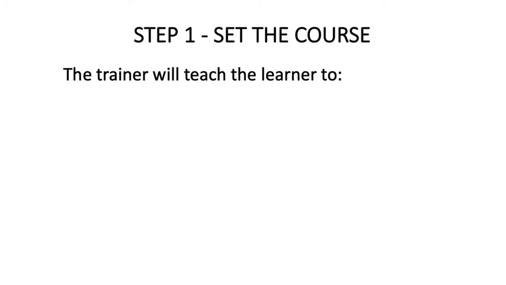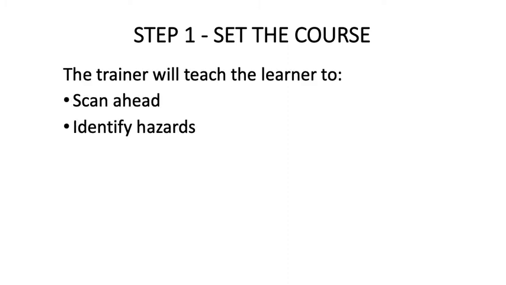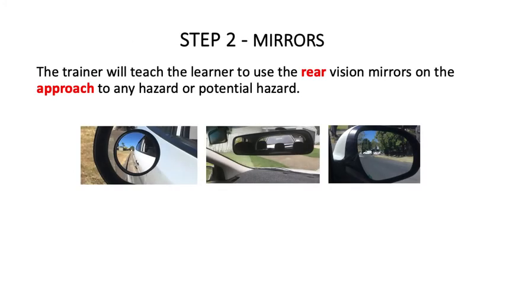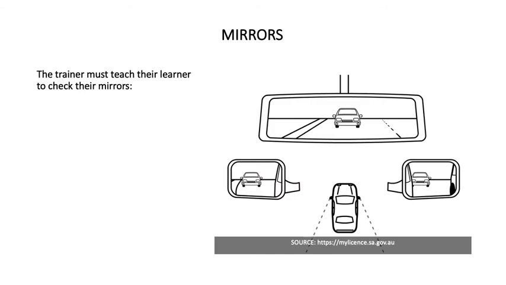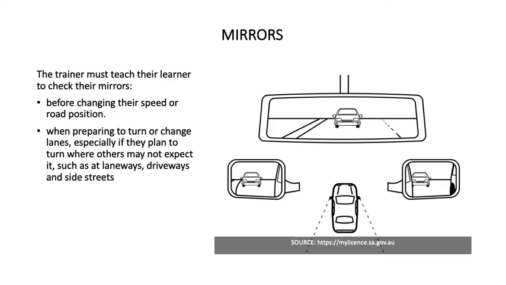First step, set the course. The trainer will teach the learner to scan ahead, identify hazards, make a plan, and prepare to respond. Step 2, the trainer will teach the learner to use the rear vision mirrors on the approach to any hazard or potential hazard. The trainer must teach the learner to check their mirrors before changing their speed or road position, when preparing to turn or change lanes, especially if they plan to turn where others may not expect it, such as at laneways, driveways, and side streets, when they are stopped behind another vehicle.